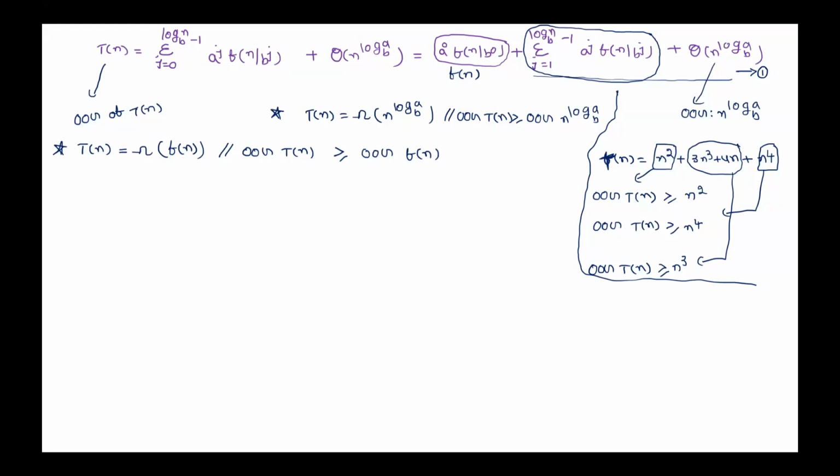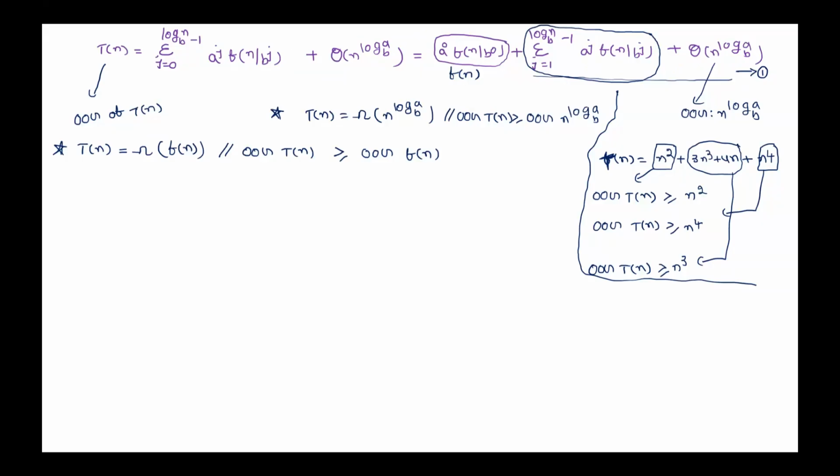Are you getting? We only know that T of n's order of growth is greater than or equal to f of n. We also know that T of n's order of growth is greater than or equal to n power log a base b. But we don't know what is the relation between order of growth of f of n and n power log a base b. All these details we don't know.